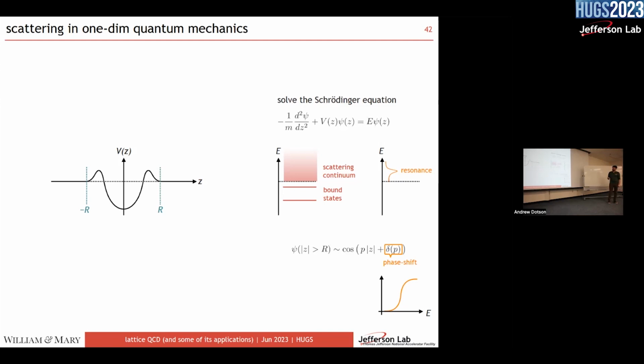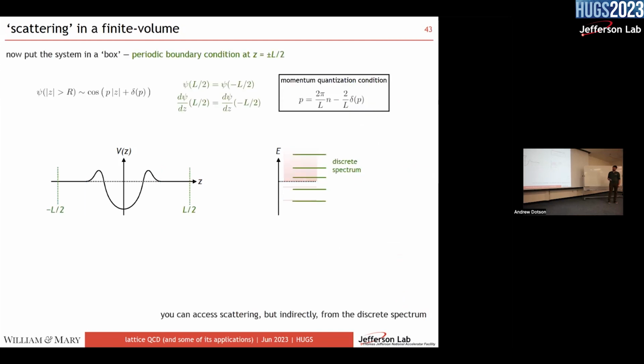But what if you put the system in a box of length L? And I'm going to choose to put it in a box by putting periodic boundary conditions so that L over 2 is equal to minus L over 2. Those points join together, right? Like an old Pac-Man game. If you go off the end here, you come back in on the other side.